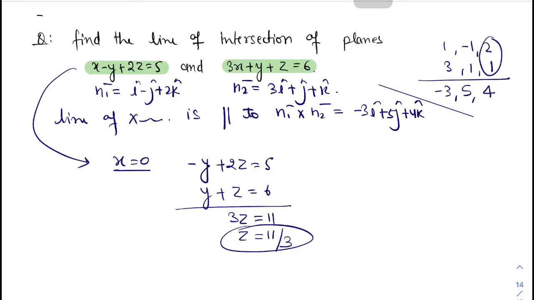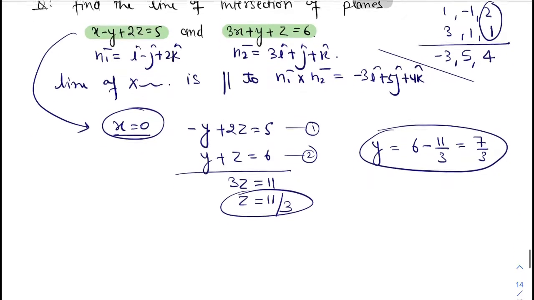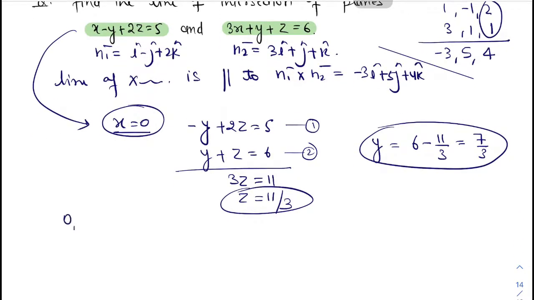If we put z equal to 11 upon 3 in the second equation, then y comes out to be 6 minus 11 upon 3, that is 7 upon 3. So x was 0, y is 7 upon 3 and z is 11 upon 3. So this point, 0 comma 7 by 3 comma 11 by 3, is a point on our line of intersection.